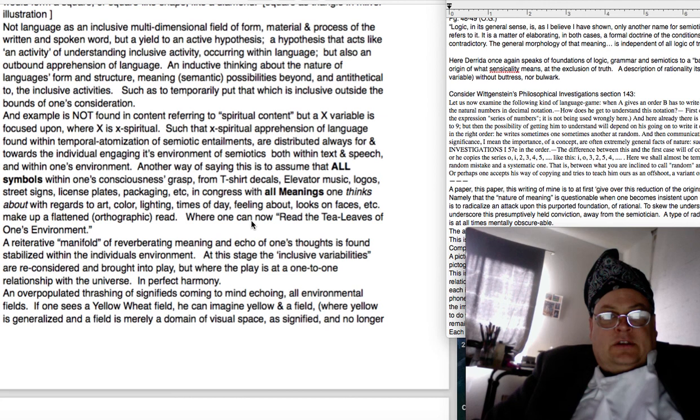An example is not found in content referring to spiritual content, but an X variable is focused upon, where X is spiritual, such that X spiritual apprehension of language found within temporal atomization of semiotic entailments are distributed always for and towards the individual engaging its environment of semiotics, both within text and speech and within one's environment.